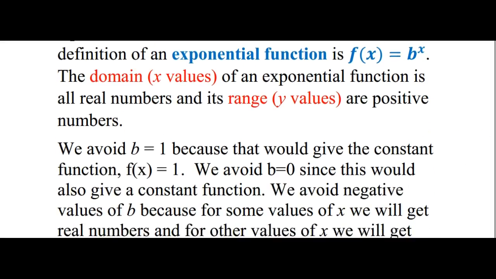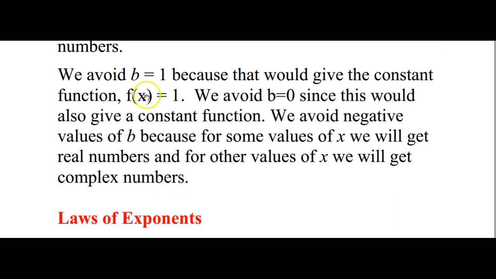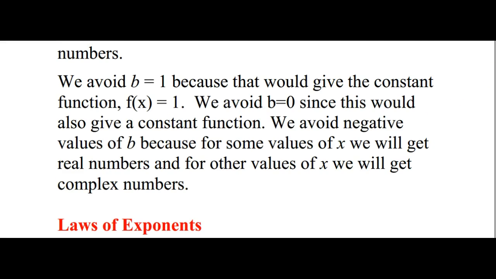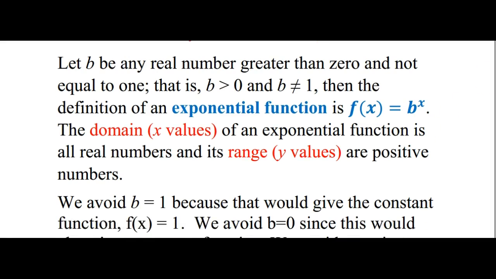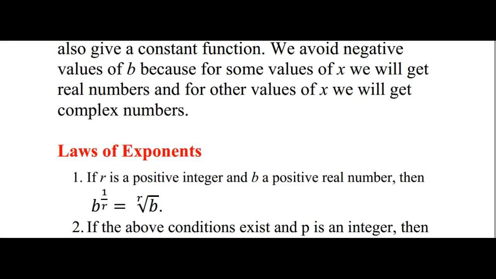Alright, so why don't we want b to be 1? Because if b is 1, no matter what power you raise it to, say 1 to the 100 power, it will still be 1. So it will not make any change. That's why we cannot make b to be 1.